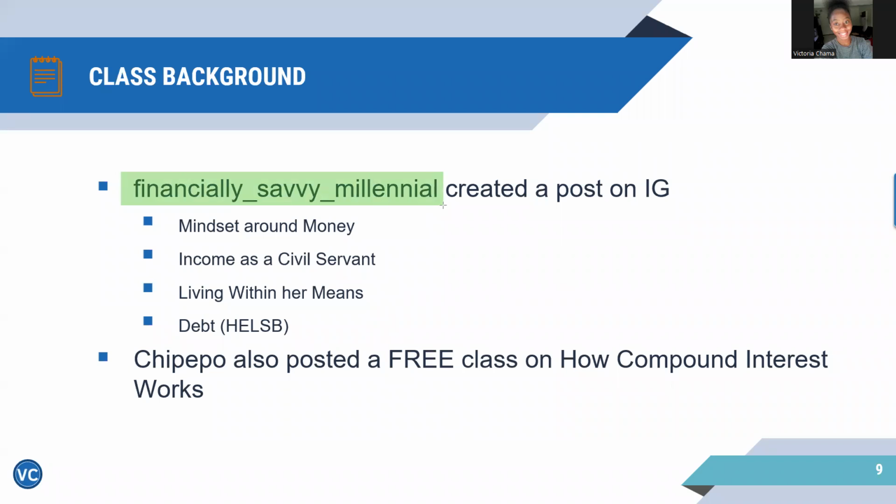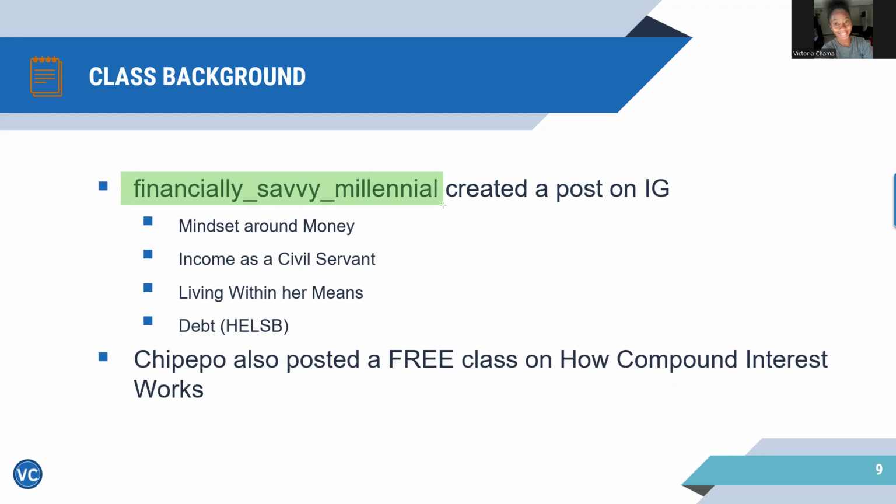Within this post, and most of the content usually is in the caption of the post, not the actual image, she discussed mindset around money, the fact that she's a civil servant on low to mid income status. I'll show the caption in a moment. And the fact that she lives within her means and that she is on a mission. She's literally on a mission to clear this debt off.